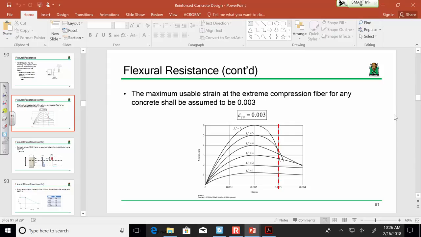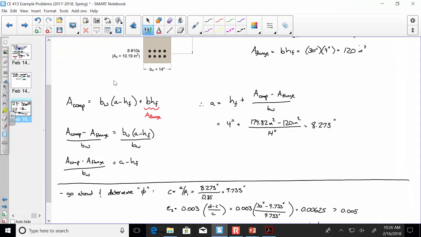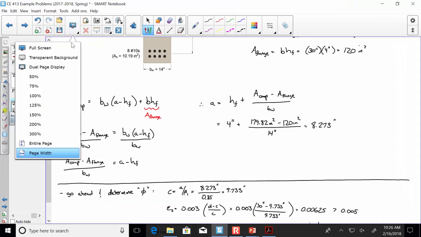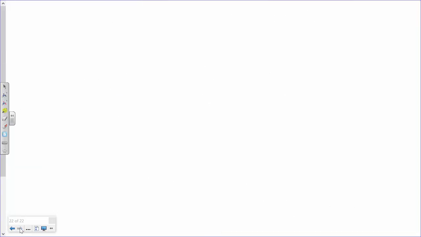Sound good? All right. Now let's get back to this one, because this is where things are going to get a little on the strange side. So I want everybody to make sense of this. So is everybody okay moving forward? Everybody got all this? Okay. All right.